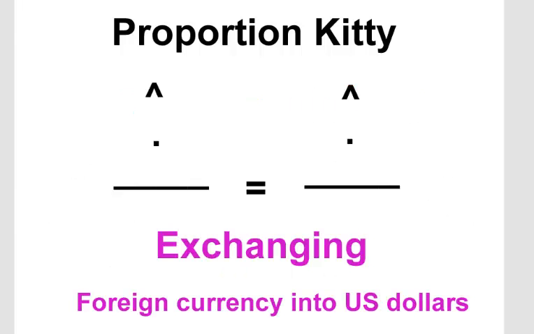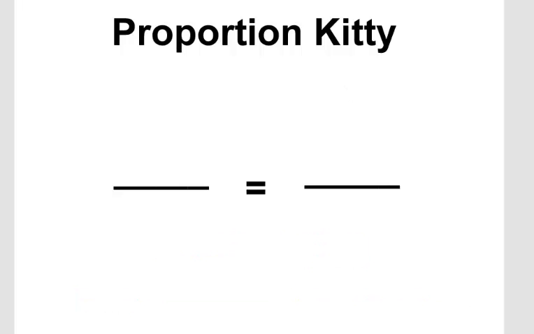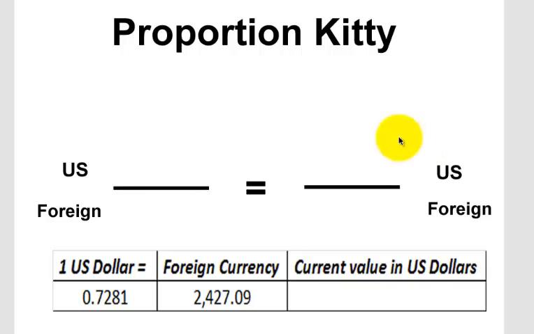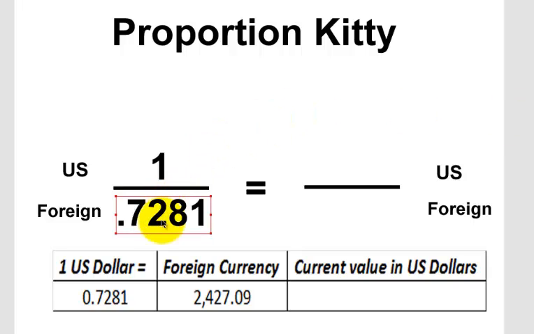Now going backwards, this is one where everybody gets screwed up. You're going to change currency back into US dollars. Proportion Kitty works a little bit different, but we're going to set it up the same way. We're going to make the top of the proportion the US dollars, the bottom the foreign currency. And what do we know? We know that 1 US dollar equals 0.7281, whatever it is. I think these are euros, but it doesn't make a difference.